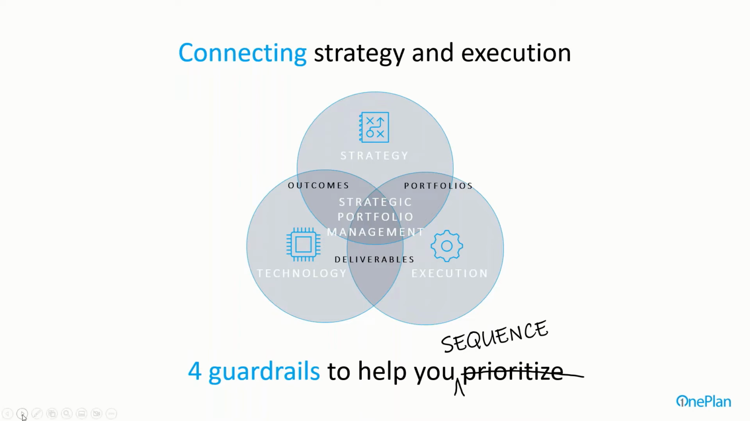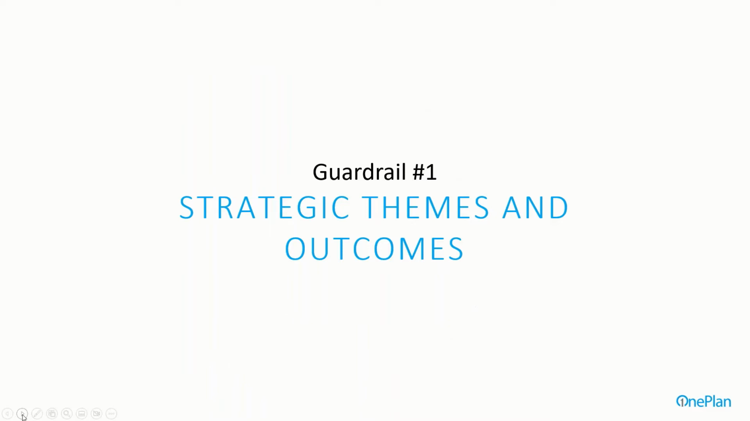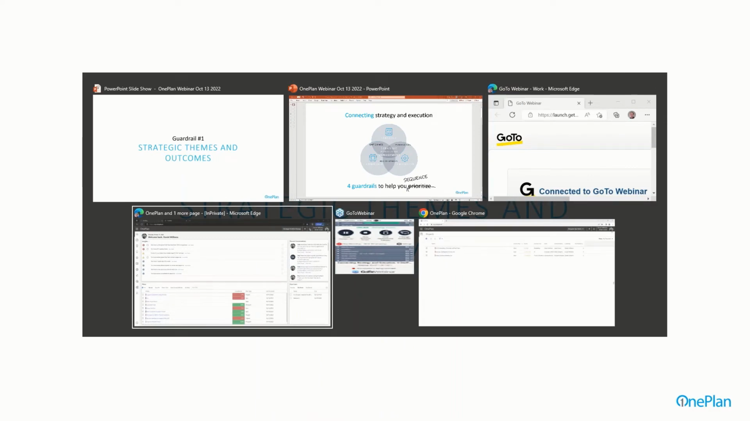Okay, so let's start with tip number one, or guardrail number one, and that is using strategic themes and outcomes. The purpose of strategic themes is to enable all work and teams and assets in the enterprise to have a connection to enterprise goals in a clear way. And the purpose of outcomes is to be able to measure in business terms the results of our work. Now, we manage this in OnePlan using OKRs, or objectives and key results. Let's take a look at that in action in OnePlan.